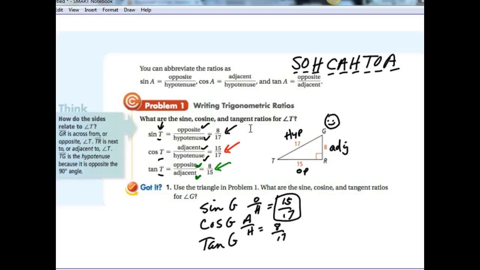And then finally, the tangent of G, coming from the perspective of this angle, is opposite over adjacent, which ends up being 15 over 8. And that's how you do basic trigonometry. Remember, don't forget to use SOHCAHTOA as just a way to help you remember that terminology. Hope this was helpful.